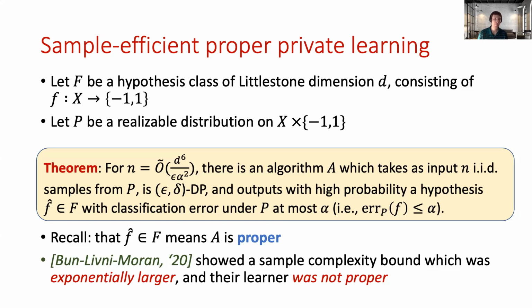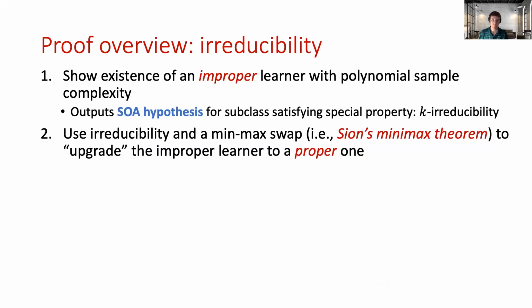Now, our result improves upon that of Bun, Livni, and Moran in two ways. First of all, their sample complexity bound was exponentially larger than ours, and moreover, their learner was not proper. Okay, so next I'll overview the proof of our main result. The first step is to show the existence of an improper private learner with polynomial sample complexity. And this improper private learner has the property that it outputs a hypothesis with a special structure that we'll call an SOA hypothesis. This corresponds to a subclass of class F, which in turn satisfies a special property known as k-irreducibility.